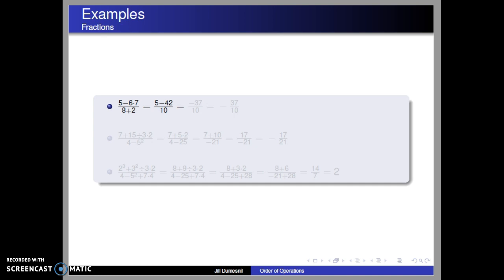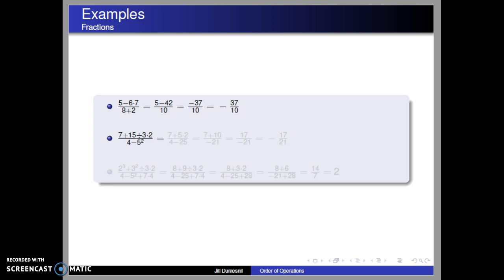Now subtracting in the numerator yields negative 37 over a denominator of 10. Now whether a negative is in the numerator or in the denominator or out in front of a fraction is immaterial, so we could write negative 37/10.